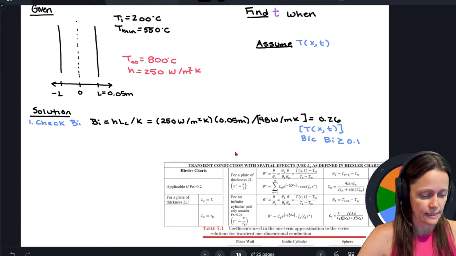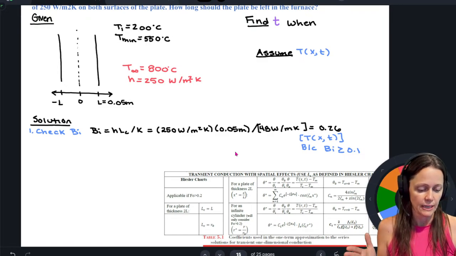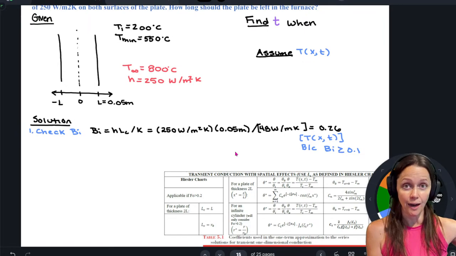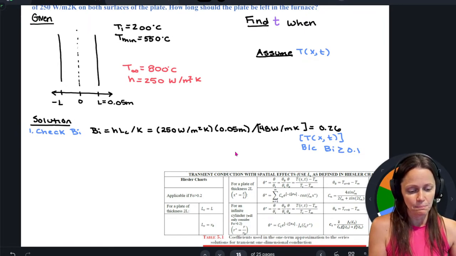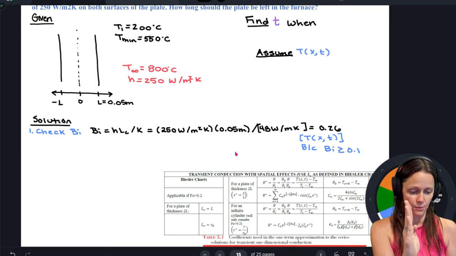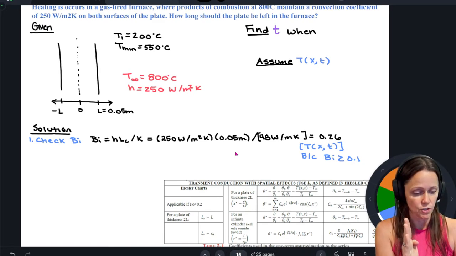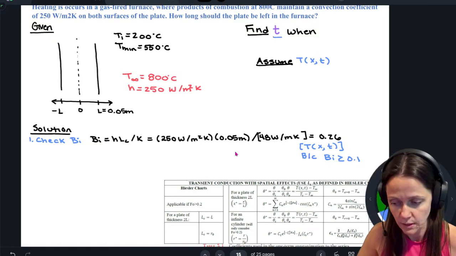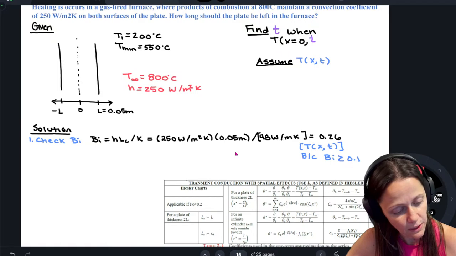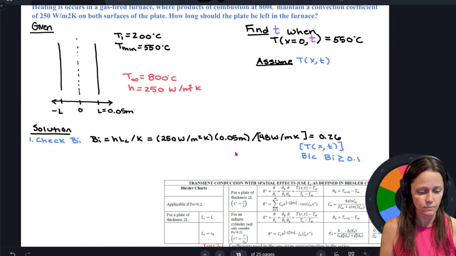So I wanted to wait a second before I wrote what I'm looking for in find, because now I have to think about where in that plane wall I would be looking at the minimum temperature. So it's starting out at 200 degrees, and then I'm heating it up because I'm exposing it to 800 degrees. And the minimum temperature that I need everything to be at is 550. And the last place in there to heat up is going to be clearly right at x equals 0. So the time that I'm interested in, how long it should be left in the furnace for the minimum temperature to be reached, is going to be the time when T at x equals 0 is equal to 550 degrees Celsius, so the minimum temperature. Perfect.